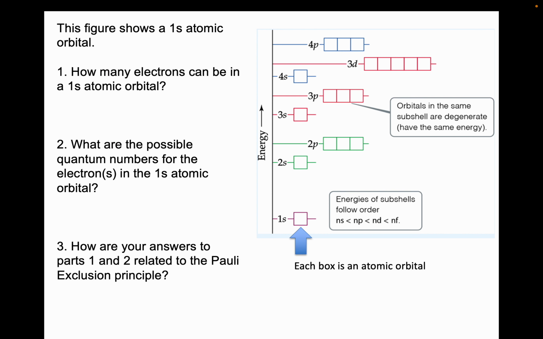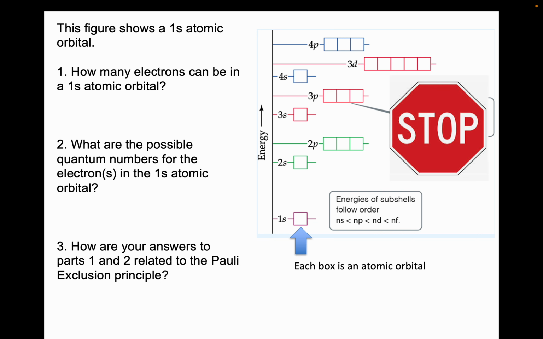This figure shows a 1s atomic orbital there at the bottom. Remember, each box is an atomic orbital. So a few questions. How many electrons could be in a 1s atomic orbital? What might its quantum numbers be for the electrons? And then how would the answers there be related to the Pauli exclusion principle? Take a moment, share your ideas on this.